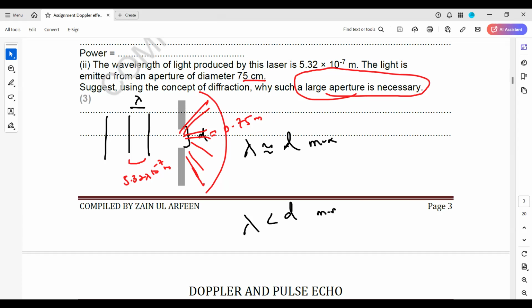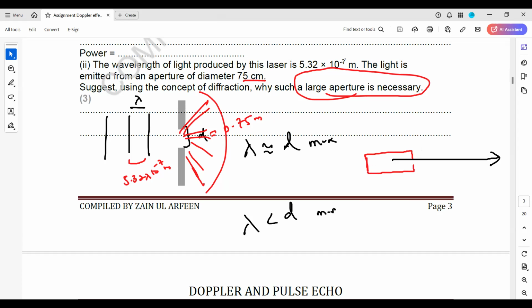Is it clear? No, we don't want a diffraction to happen here. We want a minimum diffraction because we are sending a laser. A laser is like a light. A laser light is sent. So we want it to go straight, not spread out.